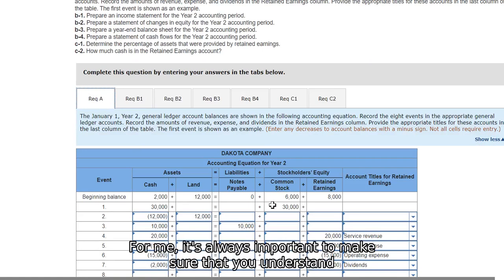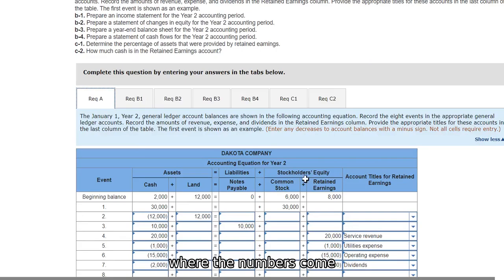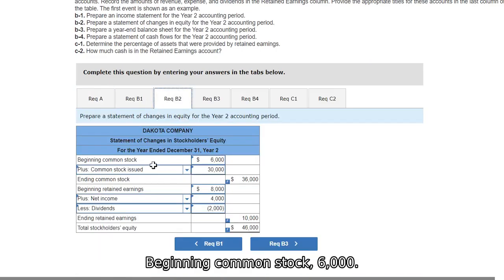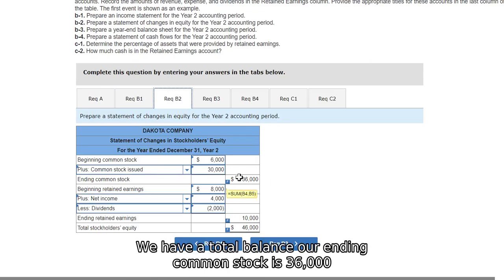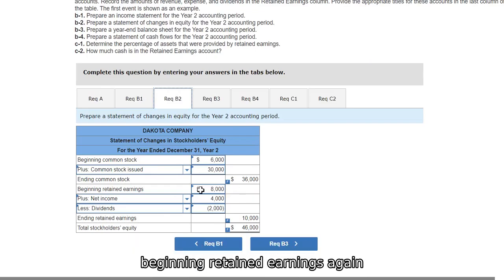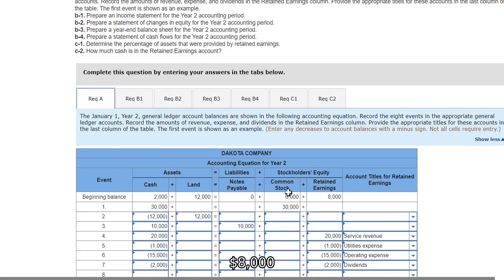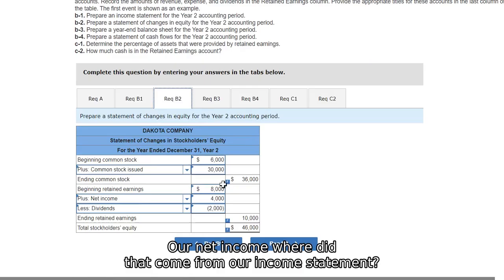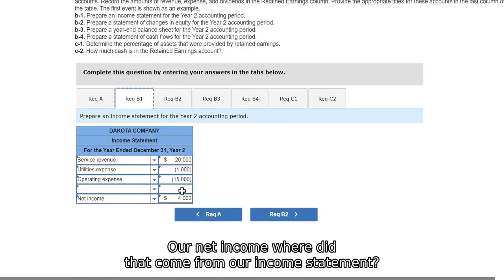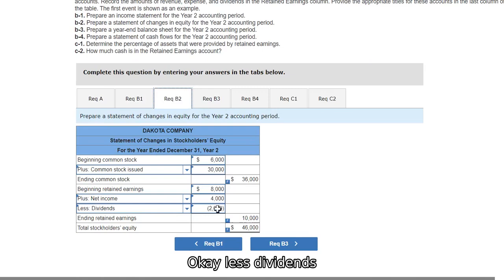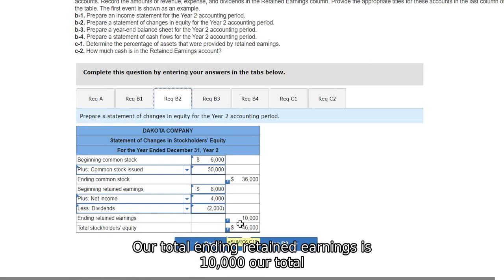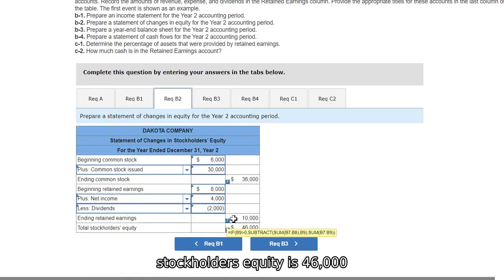For me, it's always important to make sure that you understand where the numbers come from. Beginning common stock 6,000. We issued 30,000. We have a total balance. Our ending common stock is 36,000. Beginning retained earnings, again, $8,000. Our net income, where did that come from? Our income statement. Less dividends. Our total ending retained earnings is 10,000. Our total stockholders' equity is 46,000.